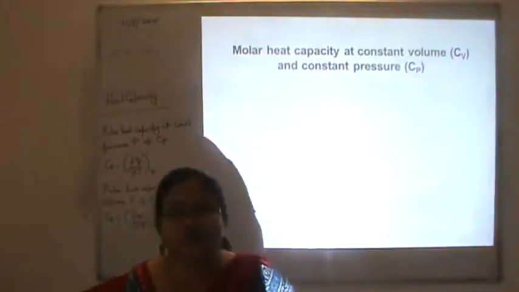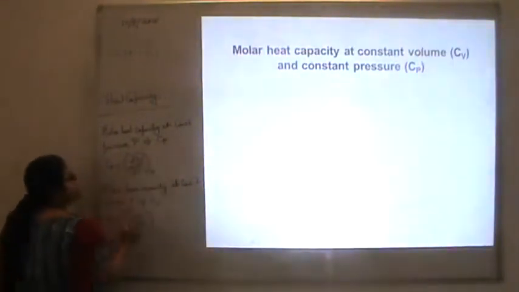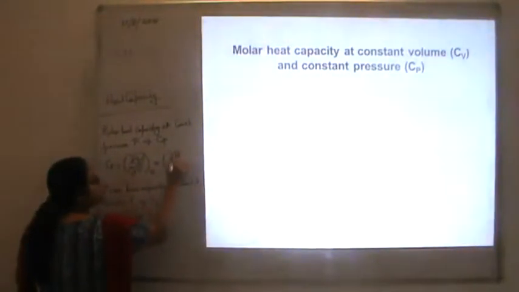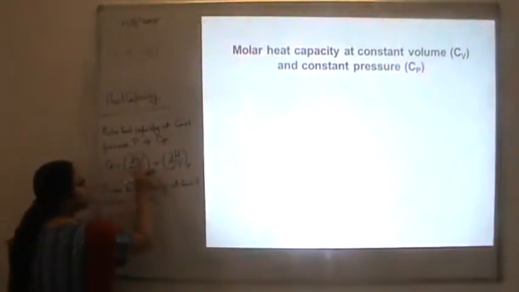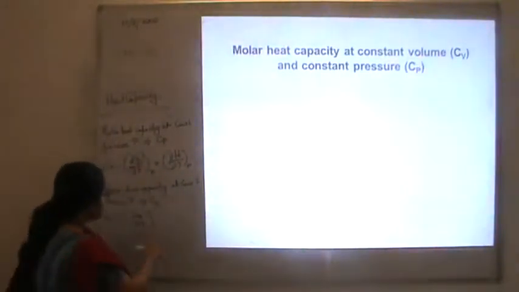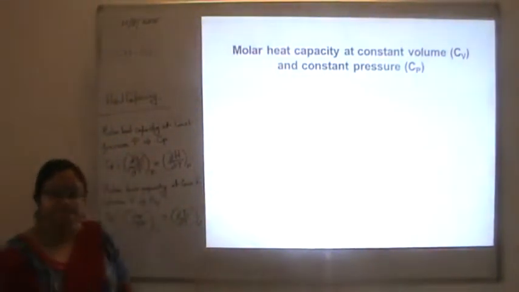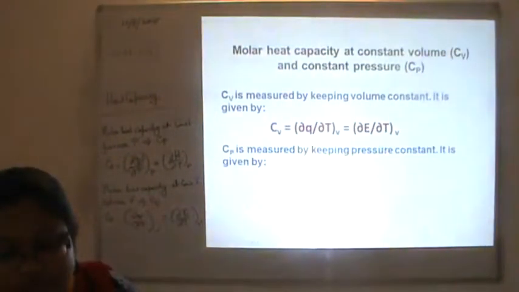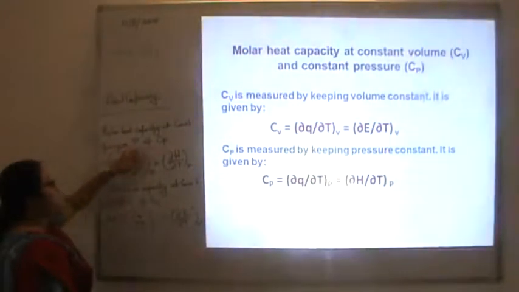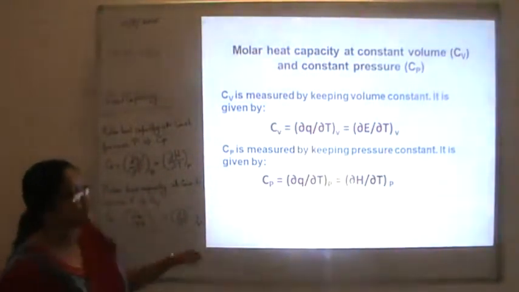At constant pressure, Q is the heat absorbed and it is a path function. For that reason we are showing it as a small del Q. So del Q at constant pressure we can write as del H by del T at constant P. Qp is equal to H, as we have discussed in the previous classes. And del Q at constant V is del E by del T at constant V. So Cp is the molar capacity at constant pressure, del H by del T at constant P, and Cv is the molar capacity at constant volume, del E by del T at constant V.